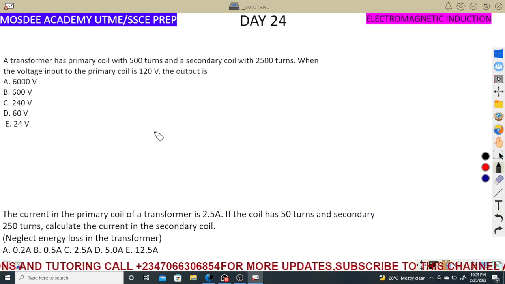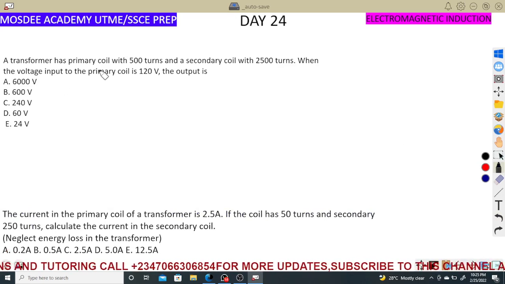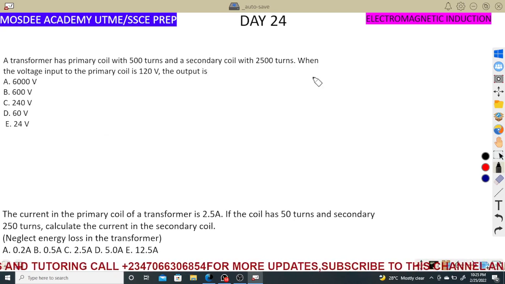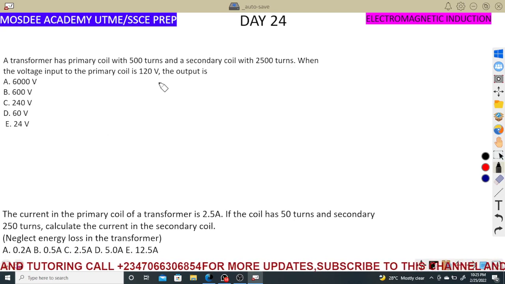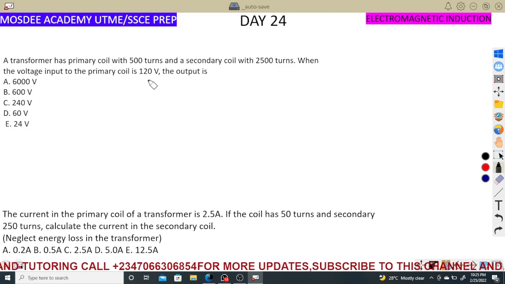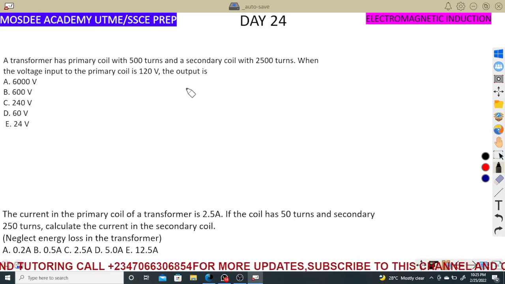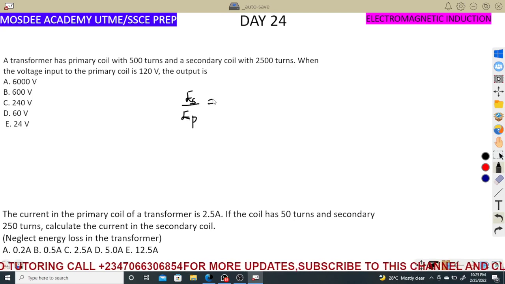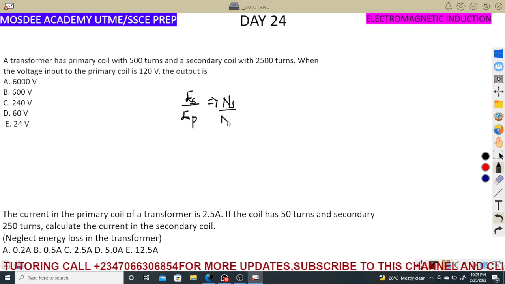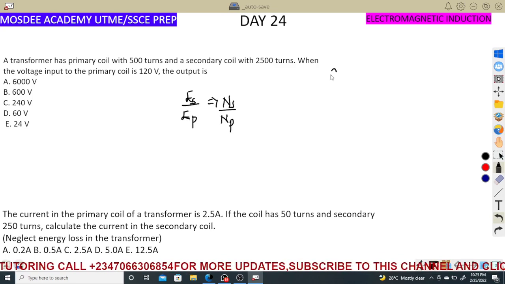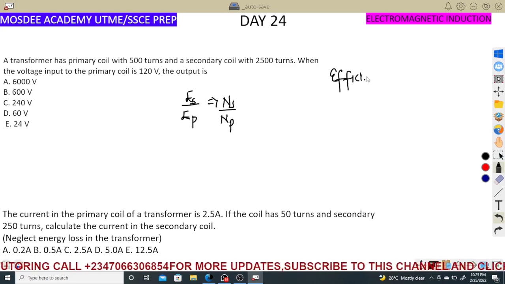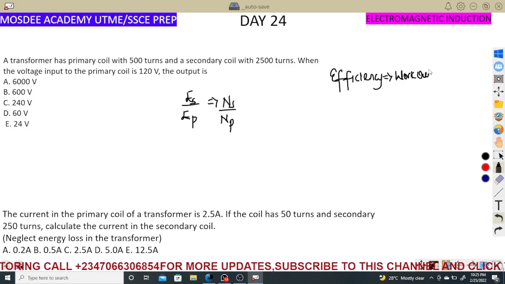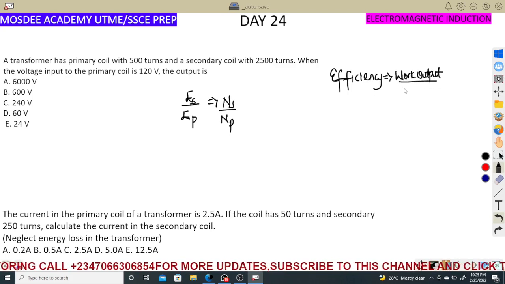In sequence, we move to the next question. A transformer has a primary coil with 500 turns and a secondary coil with 2,500 turns. When the voltage input to the primary coil is 20 volts, what is the output? We just talked about Es over Ep equals Ns over Np, which is Ip over Is. Also note the efficiency of a transformer, a standard question, is always work output over work input.